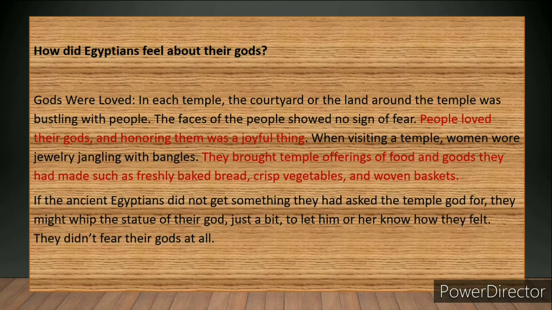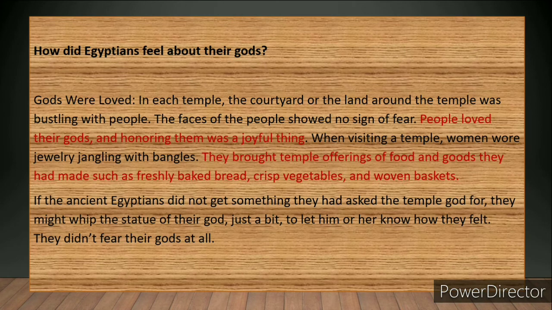How did Egyptians feel about their gods? Gods were loved. In each temple, the courtyard or the land around the temple was bustling with people. The face of the people showed no sign of fear. And people loved their gods, and honoring them was a joyful thing. When visiting a temple, women wore jewelry jangling with bangles, and they brought temple offerings of foods and goods they had made, such as freshly baked bread, crisp vegetables, and woven baskets.